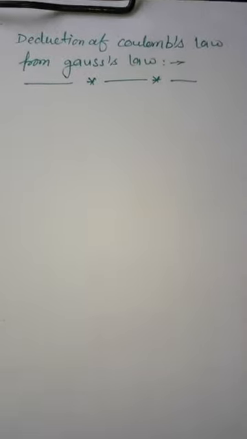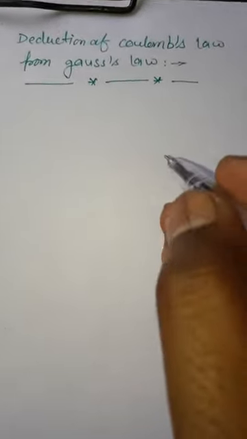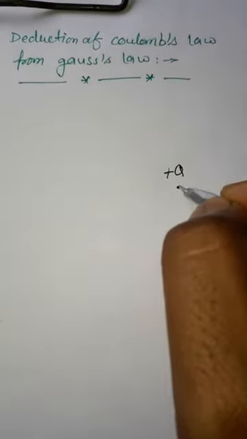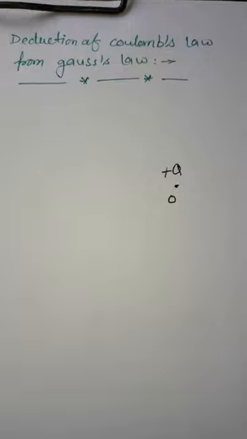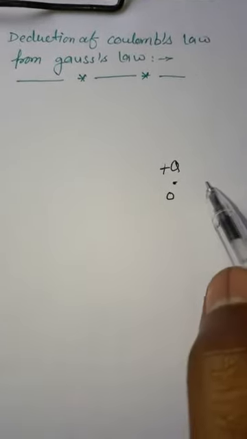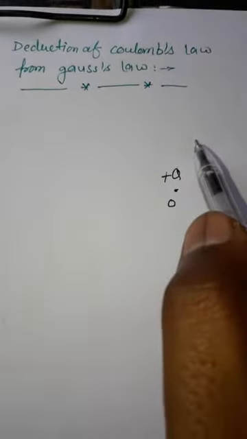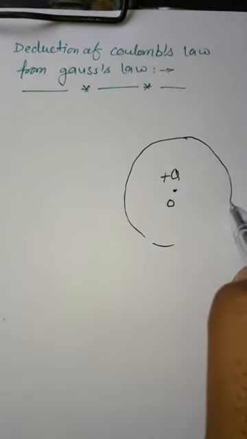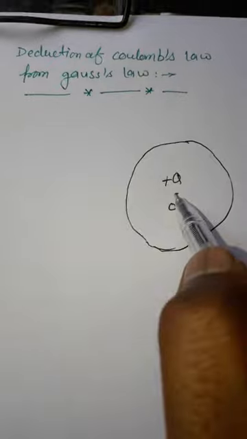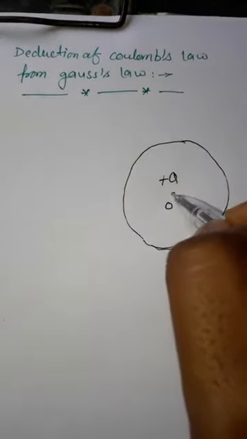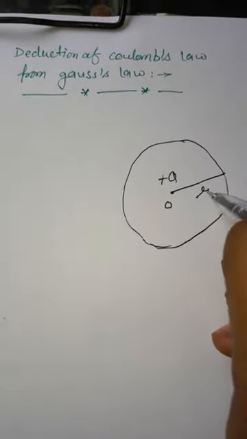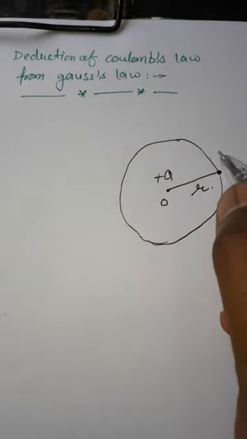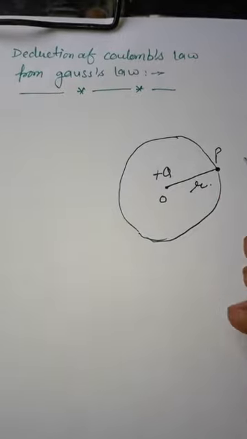So for this consider a point charge say plus q placed at point O. Now imagine a Gaussian surface in the form of a sphere with center at point O. Let the radius of the sphere be r. Now consider a point P on this Gaussian sphere or Gaussian surface.